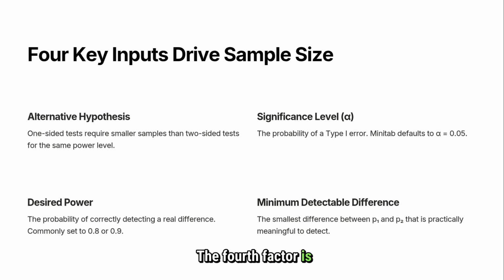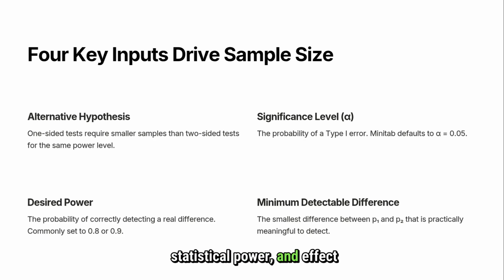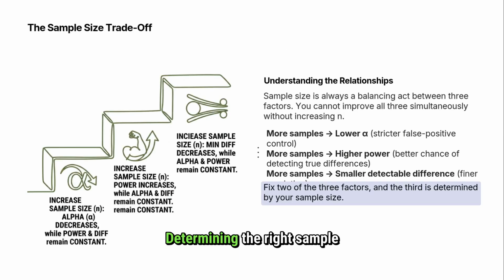The fourth factor is the minimum detectable difference, or effect size, which is the smallest difference that is practically important to detect. Smaller differences require larger sample sizes, while larger differences can be detected with fewer samples. In summary, sample size is influenced by the alternative hypothesis, significance level, statistical power, and effect size. Balancing these factors helps organizations design efficient and reliable studies. Determining the right sample size is a balancing act between statistical confidence and practical constraints.